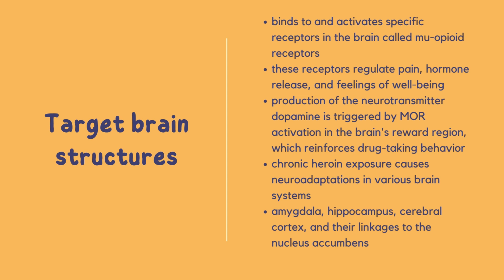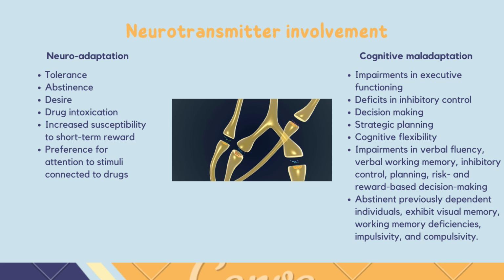Chronic heroin exposure causes neuroadaptations in various brain systems, including those related to cognition and stress response, in addition to reward circuits. The amygdala, hippocampus, cerebral cortex, and their linkages to the nucleus accumbens are among those significant brain areas impacted. Neurotransmitter involvement. One unique effect of opioid drugs' prolonged activation of mu receptors is neuroadaptation. Tolerance is characterized as a decreased sensitivity to the acute effects of opioids.